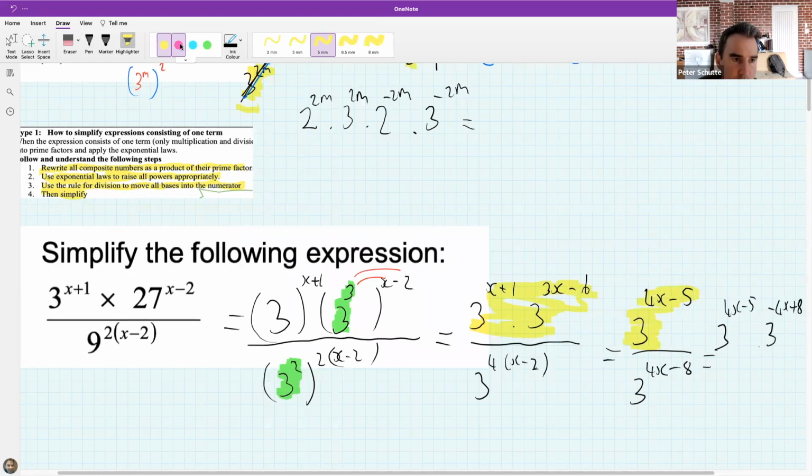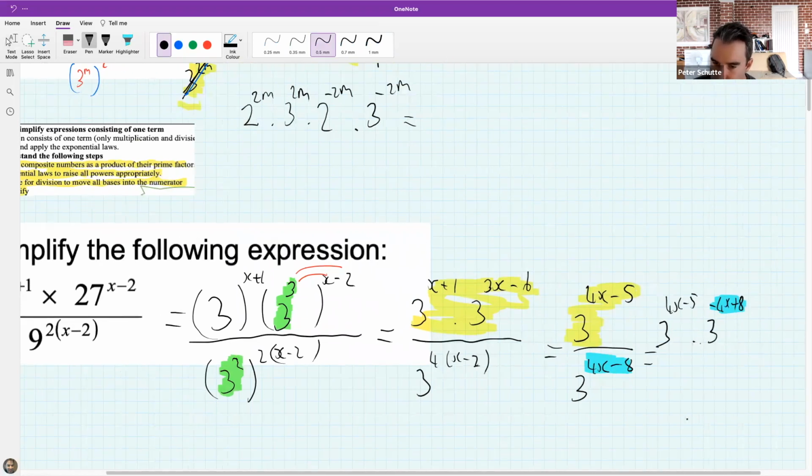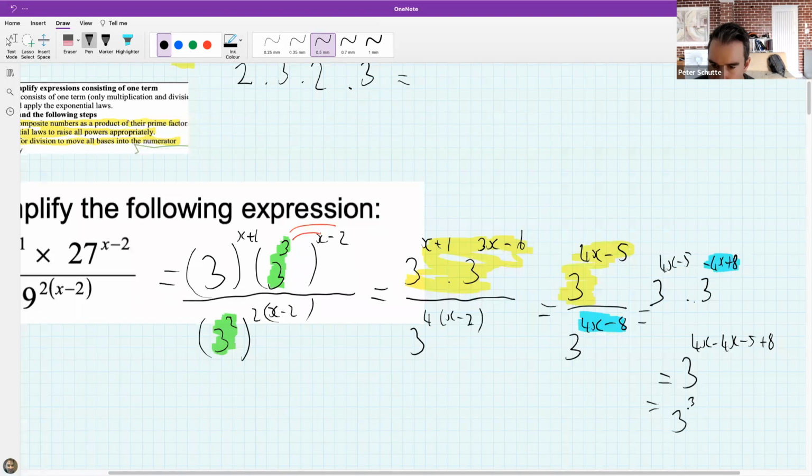And I want to really focus on how this is plus and minus, and then it becomes minus plus. So it changes its sign. But the nice thing now is it's just a multiplication. And so if we do that, we should then get 4x minus 4x minus 5 plus 8, which is just going to be 3 to the 3, which is 27. This isn't the only way to do it, but I think it's probably one of the easier ways to do it.